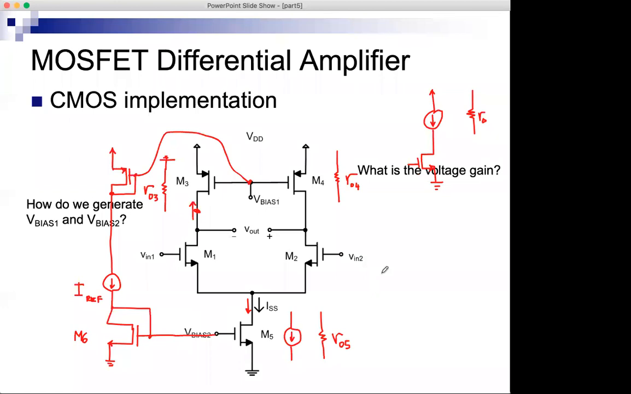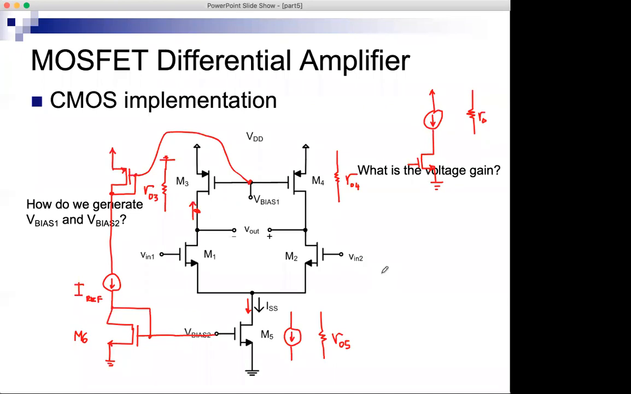Last time we said that we had several gains. We had something called the differential gain, which is the output divided by VD, or VID, which is the difference between the two inputs. And we had a common mode gain, which is the output divided by the input, or inputs, when they're equal.